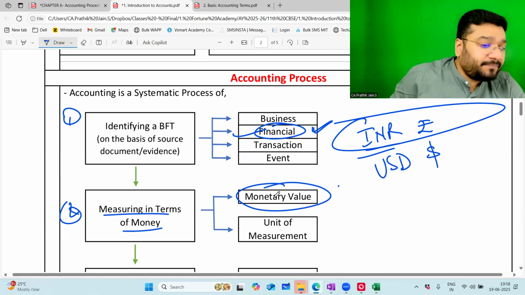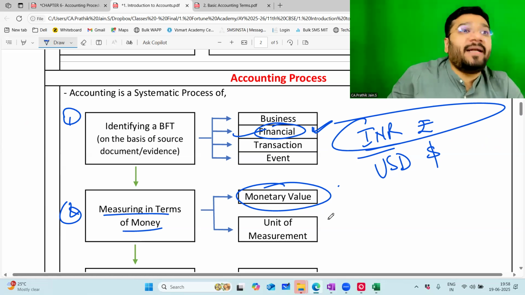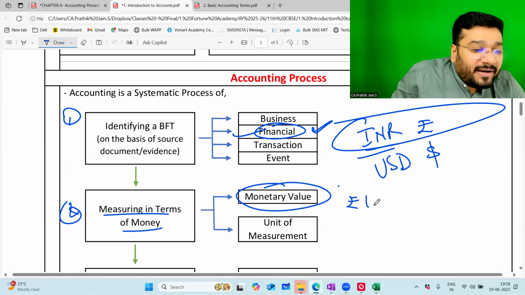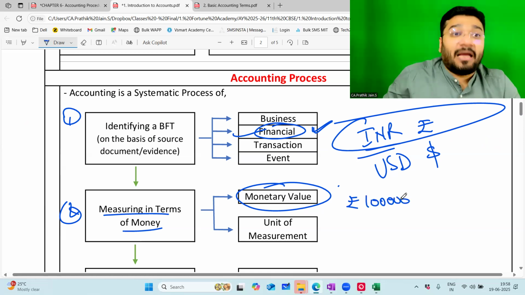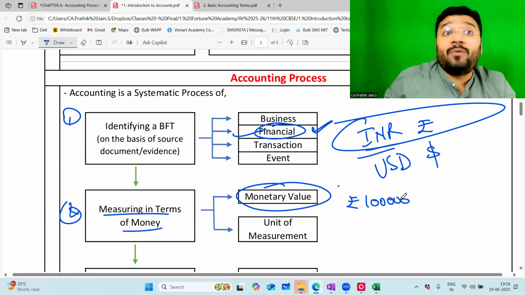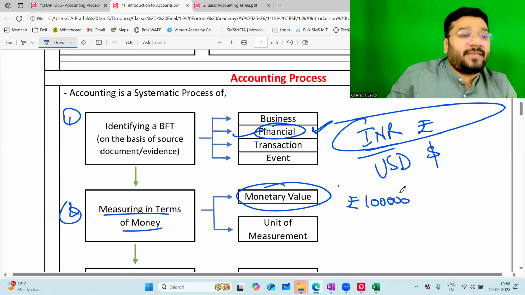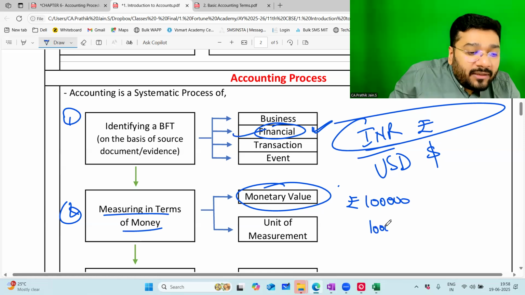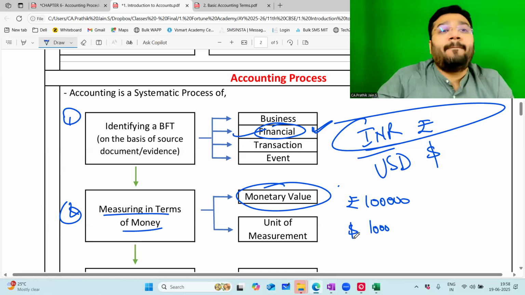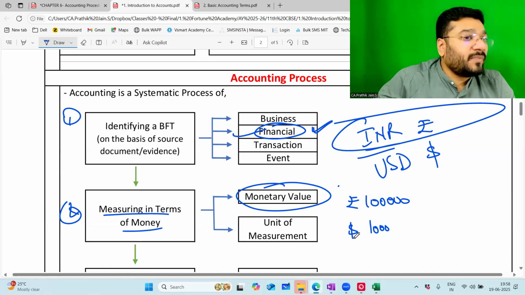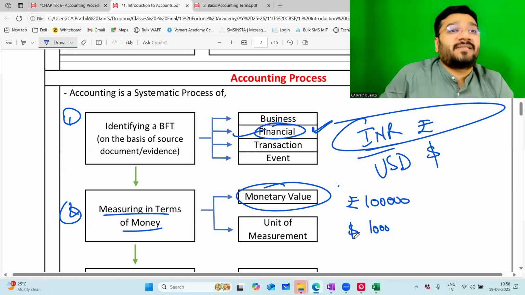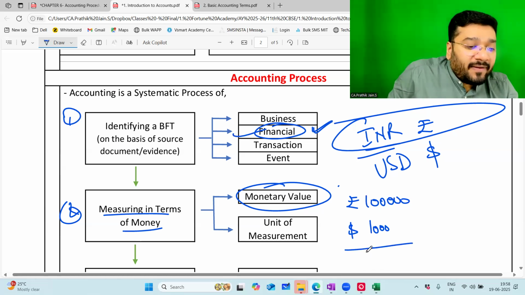So please tell me, I purchased goods from India worth 1 lakh. So I have to pay in what? INR or foreign currency? INR. Further, I purchased $10,000 of goods from USA. If I ask you what is my total purchase, can you say 1,10,000?